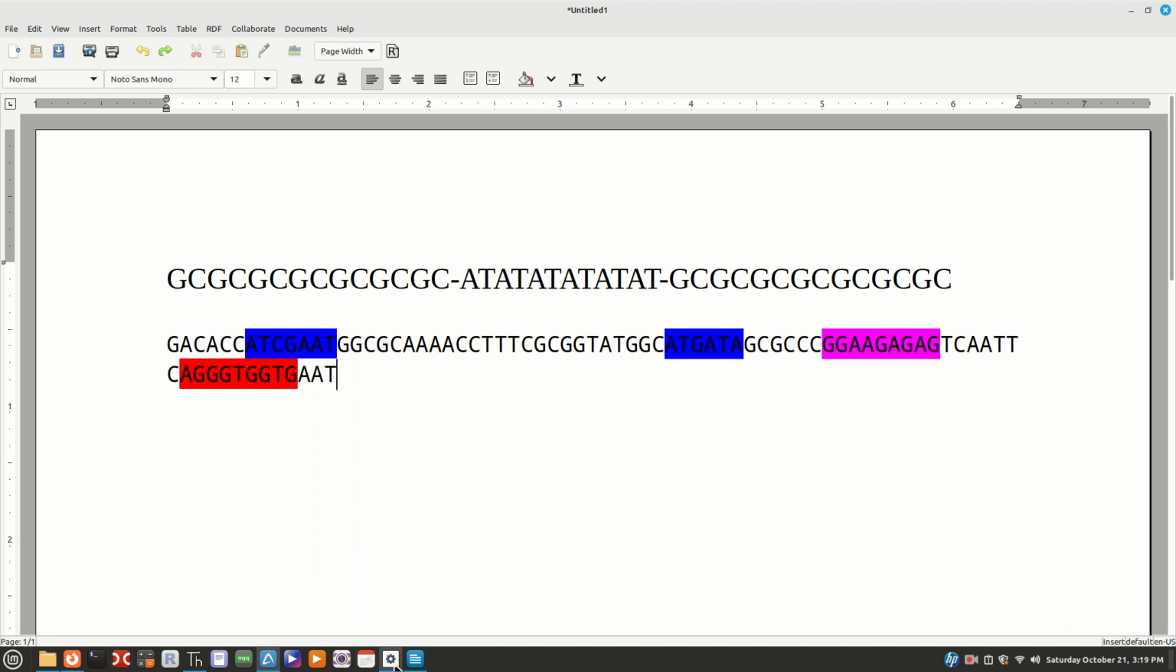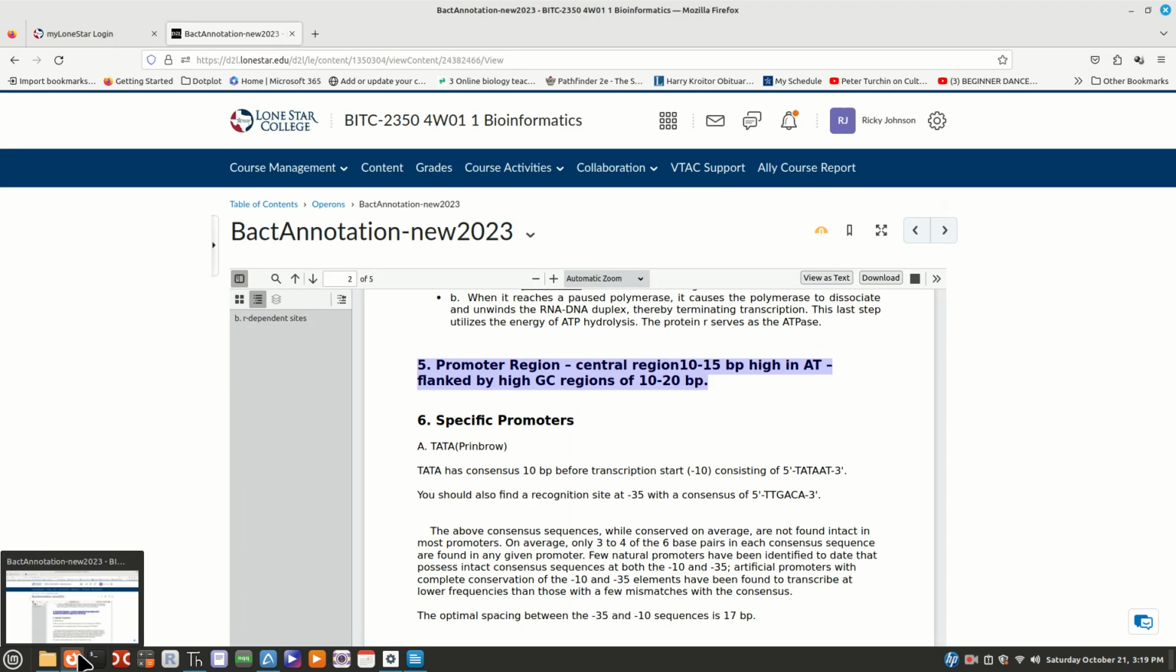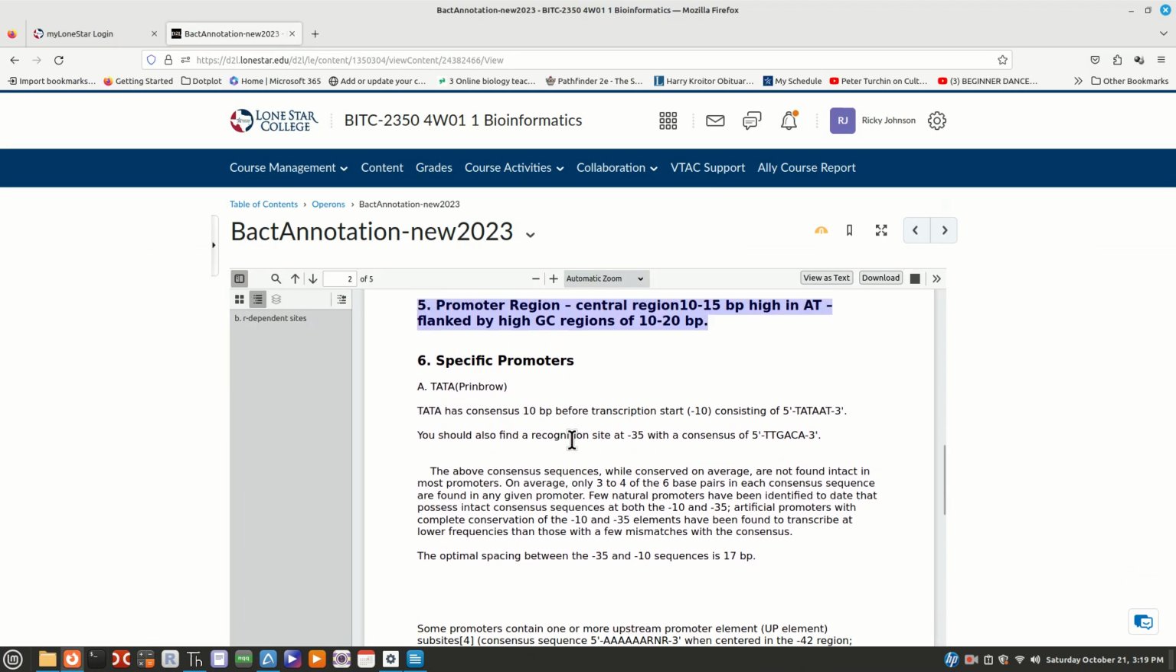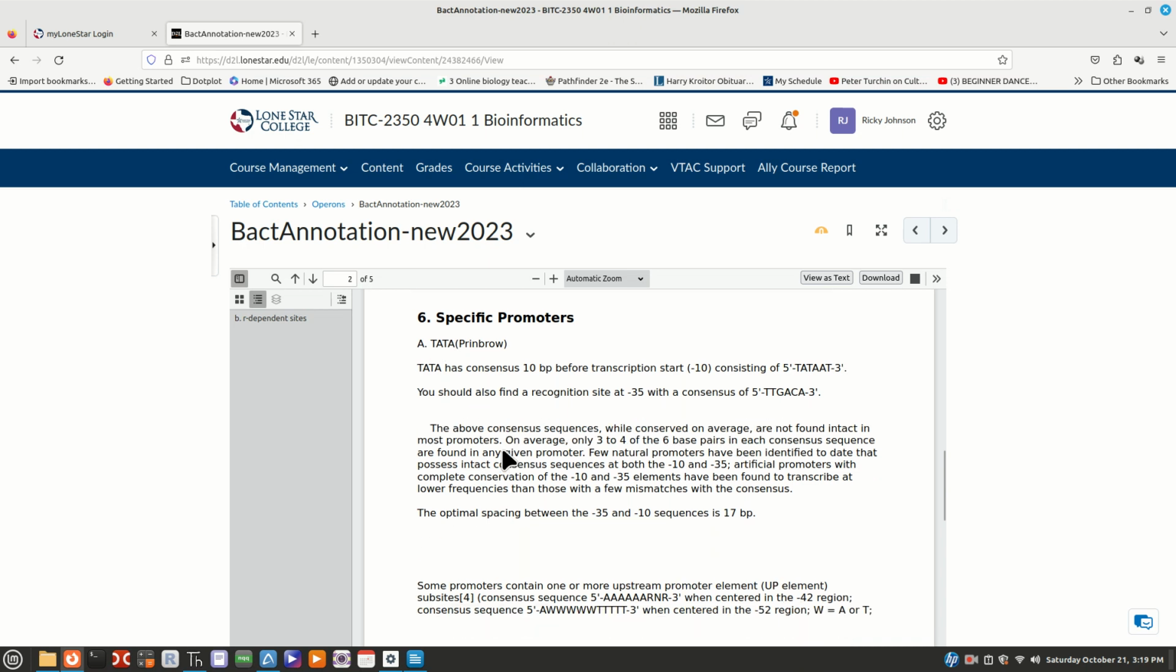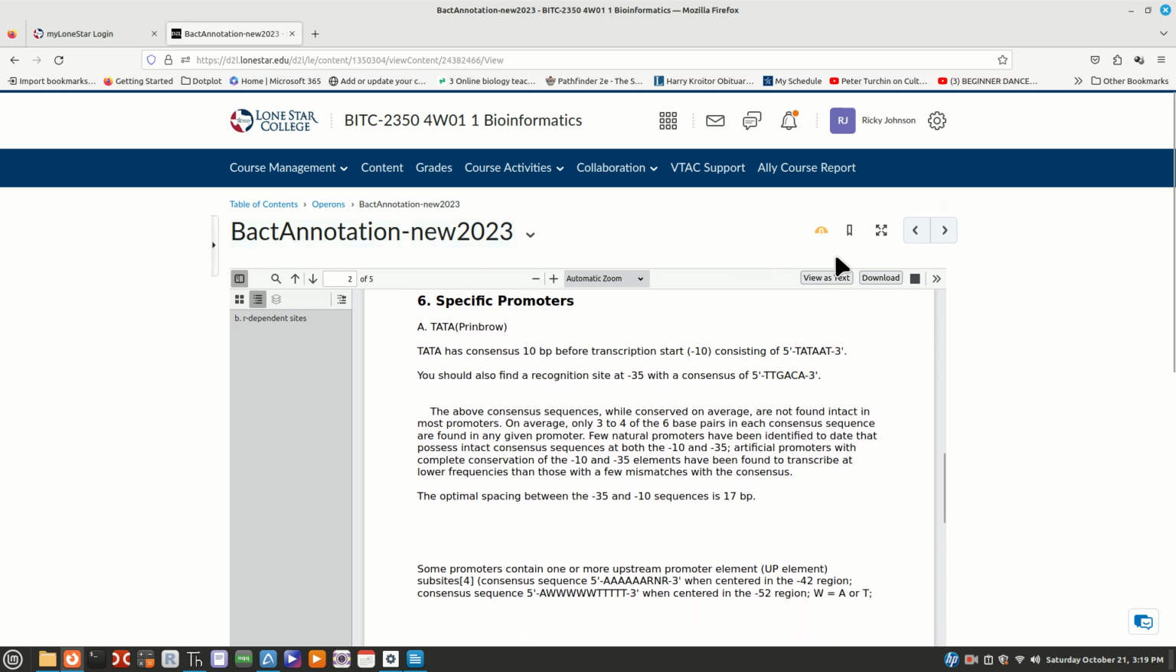Before we go, let's take a look at the next one. Now, the next one, specific promoters. Most of your genes are going to be TATA, which are called Pribnow boxes or TATA boxes. Pribnow is the person who invented it, but unfortunately the guy isn't famous because nobody remembered his name. They only remembered TATA. So it's a TATA box.